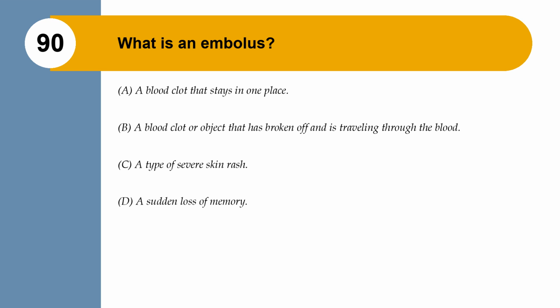Option B, a blood clot or object that has broken off and is traveling through the blood. Option C, a type of severe skin rash. Option D, a sudden loss of memory.